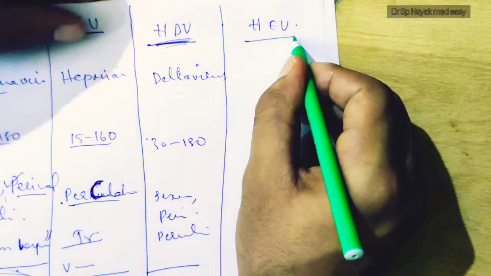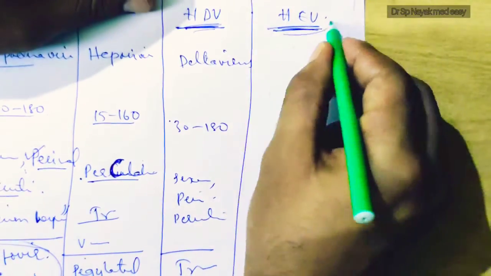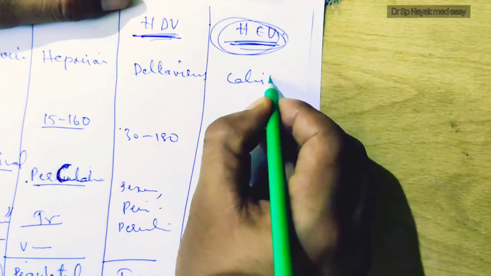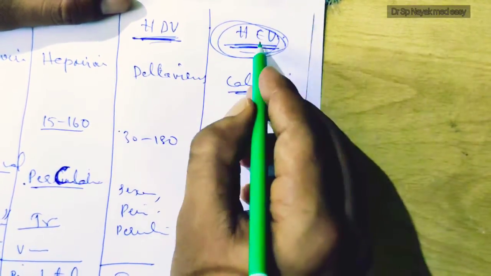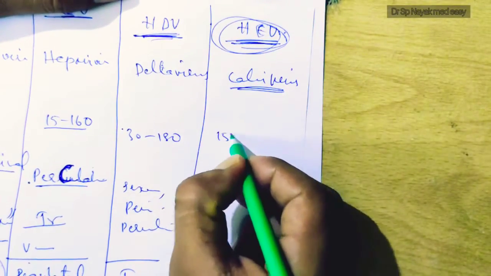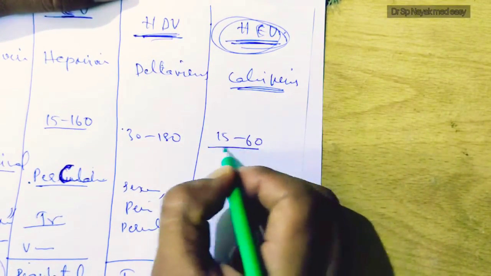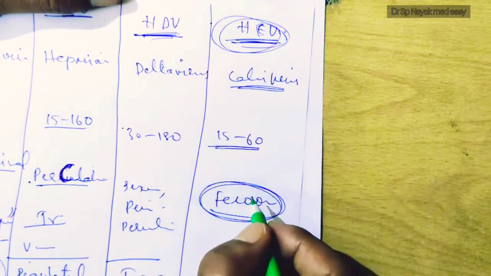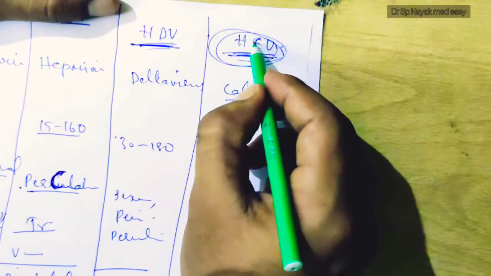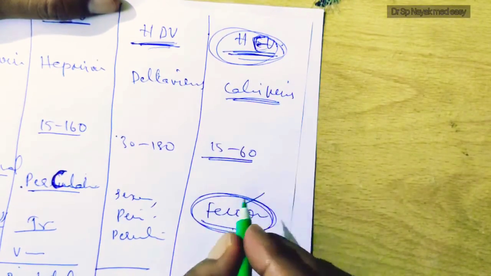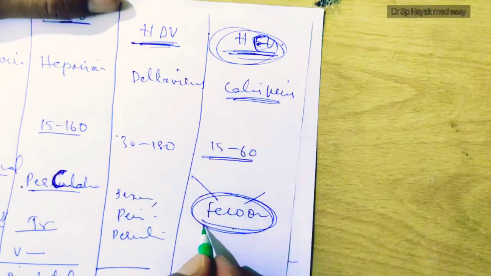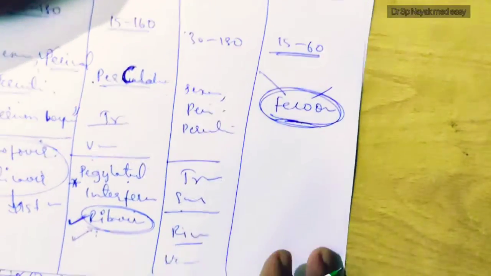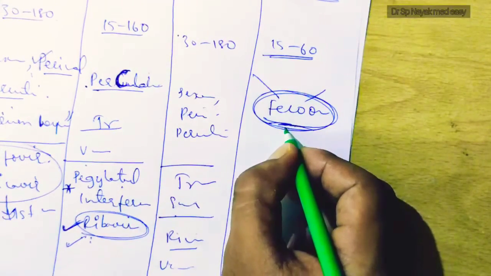And finally we have hepatitis E virus. Hepatitis E is somewhat very interesting. Listen guys, it is caused by calicivirus. Calicivirus is the name of hepatitis E virus. 15 to 60 days is the incubation period for this. It is fecal-oral only; contaminated food and water will spread hepatitis E virus. It is not transmitted through sexual route, not through percutaneous route, or any other route. Only the fecal-oral route is the major route of transmission for this.